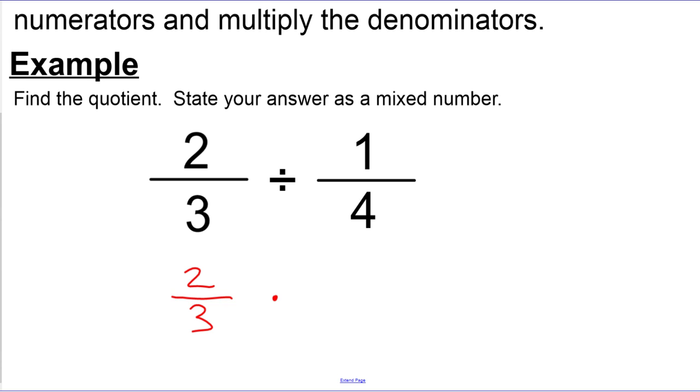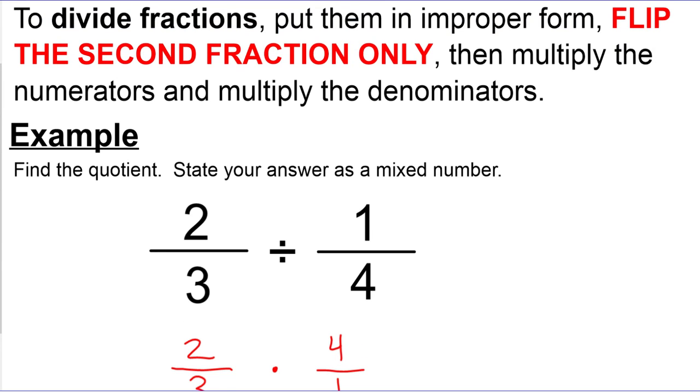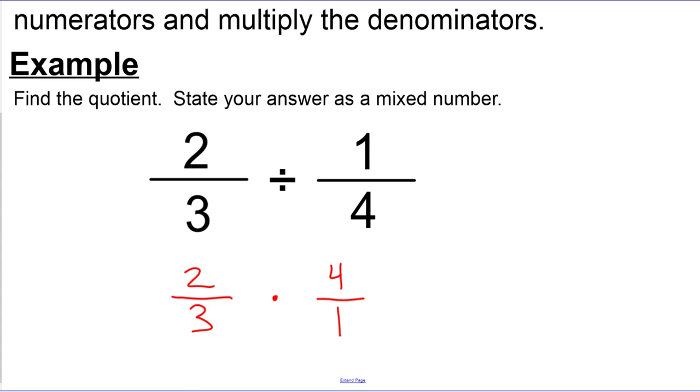So this is going to become what we call a reciprocal, which is when we flip over a fraction. The reciprocal is the flipped over version. So after I've done that, it says flip the second fraction, then multiply the numerators and multiply the denominators. So this is just standard multiplication rules. So we're going to say 4 times 2, and that's 8. Okay, 3 times 1, and that's 3. Okay, so the answer to what is 2/3 divided by 1/4? Well, the answer is 8/3.